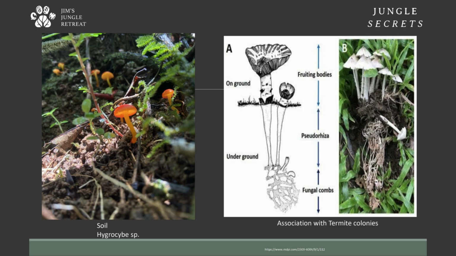Okay, and then there is association with termite colonies. This is one of the most looked for mushrooms for the people who eat it. Mostly people in the ghats find this mushroom because it grows abundantly over there. Fun fact about this mushroom, which associates with termite colonies: it's called termitomyces. You can see the fruiting bodies here. Then it has a pseudorhiza, which is a root-like structure made up of mycelium. And then these are the fungal combs. These combs are actually like the colonies of the termites.